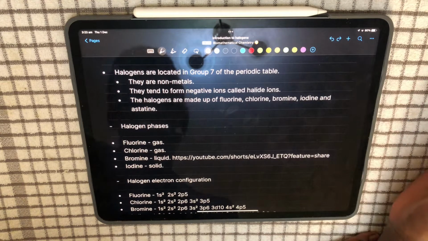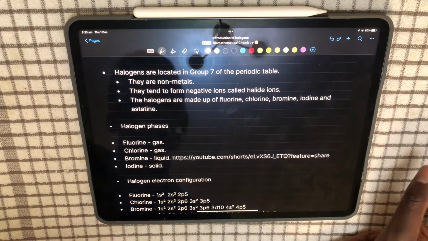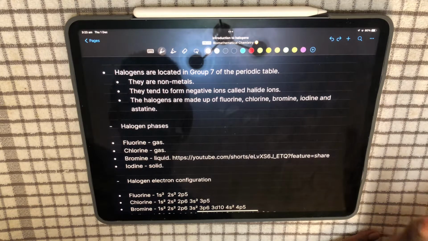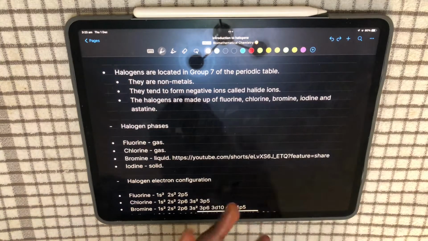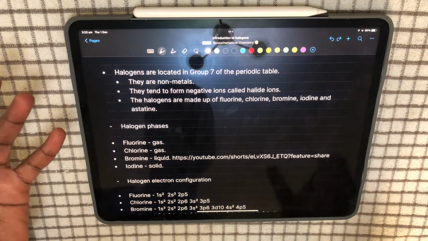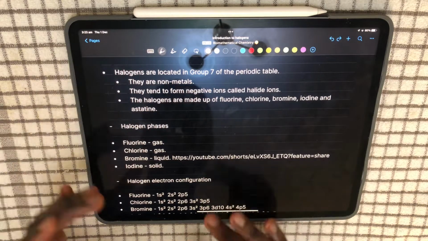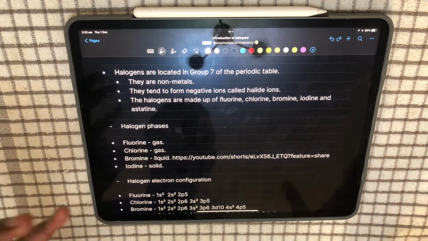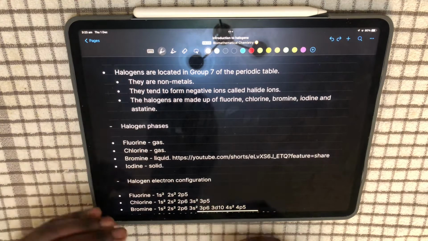Now, halogen phases. As you go down the group, the phases change, and there's a reason for that. Generally, it goes from being gases all the way down to solids. Fluorine and chlorine are generally gases, and then bromine is a liquid, but it kind of changes between gas and liquid phase if you actually look at it. It's a liquid generally at room temperature. Obviously, these are all accounted for at room temperature, that's the standard that we use, but it very easily evaporates into a gas. But iodine and astatine are solids.